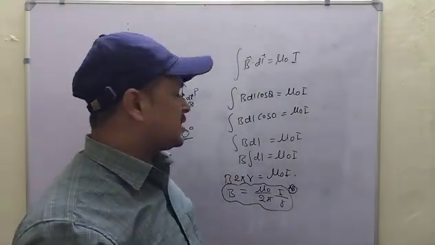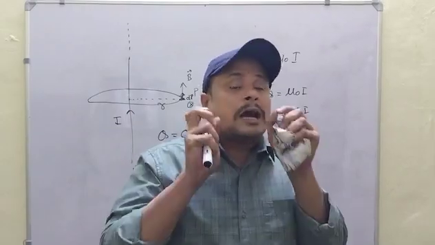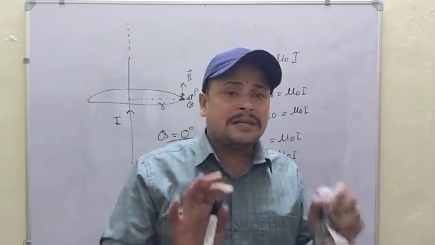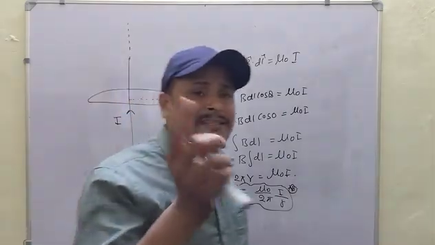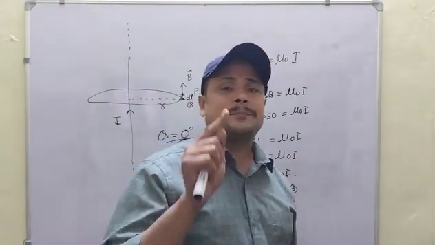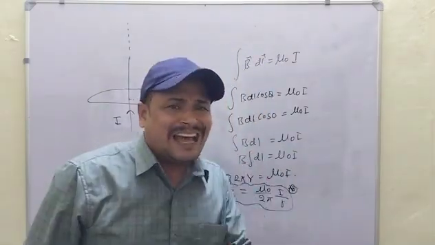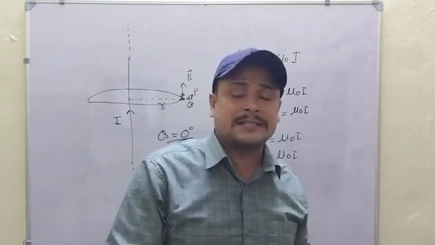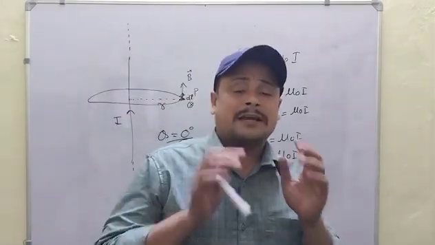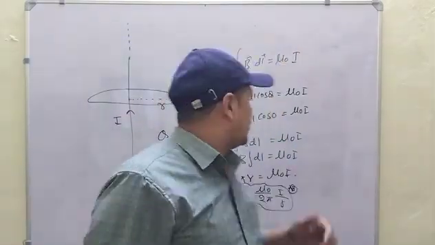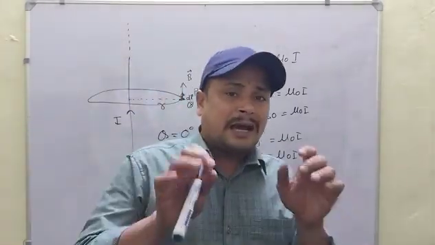You should remember this formula as well. You should remember Ampere's circuital law and how we apply it. In this lecture we learned what Ampere's circuital law is and its formula. After that, one application, the magnetic field due to a straight current carrying wire of infinite length, B equals mu naught by 2 pi I by r.